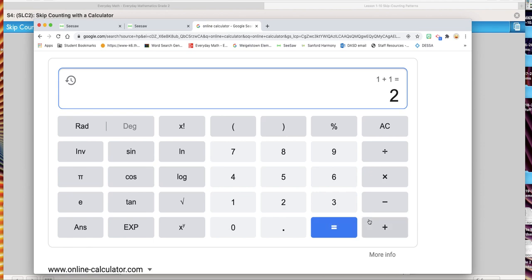Now, let me see if I can get it to work on this one. This is a different calculator. I don't know if it's going to work or not. I might have to show you with the little calculator. If I press the equal button again, let's see what happens. Oh, it stayed 2. Oh, it's not going to work for me. All right, let me show you on my little calculator. I have 1, and then I add 1, and I get 2 with my equal button. Okay, if I hit the equal button again, it goes to 3. If I hit the equal button again, it goes to 4. If I hit the equal button again, it goes to 5. If I hit the equal button again, it goes to 6 and 7 and 8.